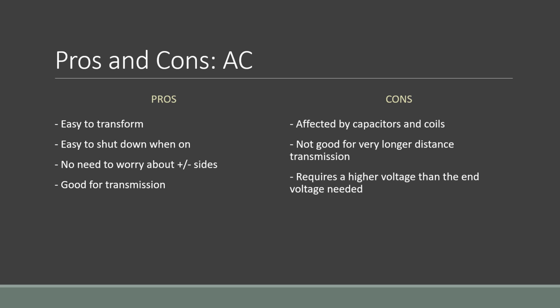So the pros of AC are that it's pretty easy to transform into DC, and it's easy to shut down since it constantly opposes itself. You don't need to worry about polarity, as we discussed earlier, since it flip-flops from positive to negative each side, and it is pretty good for distance transmission. But it can be affected by capacitors and coils in the surrounding area. It's not great for extremely long distance, and you will need a higher voltage than the end voltage as it will be positive or negative.